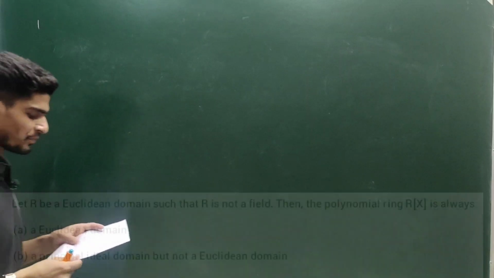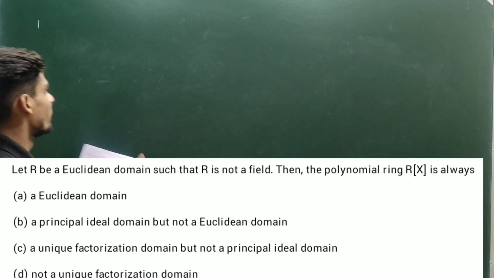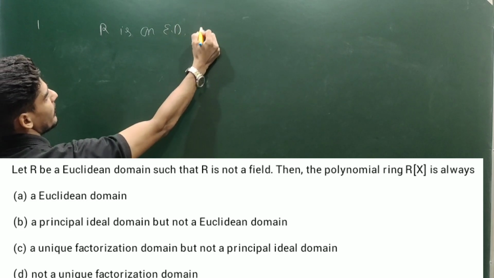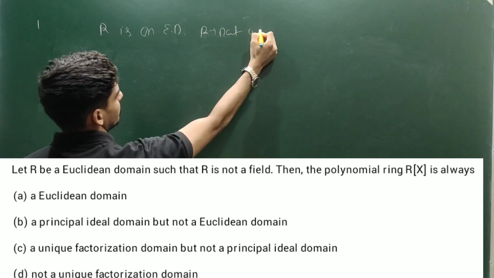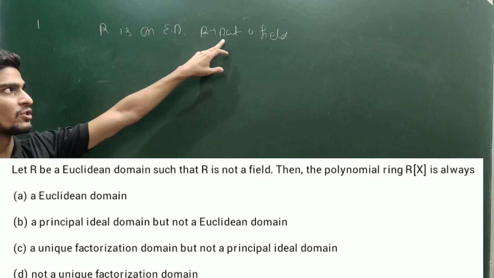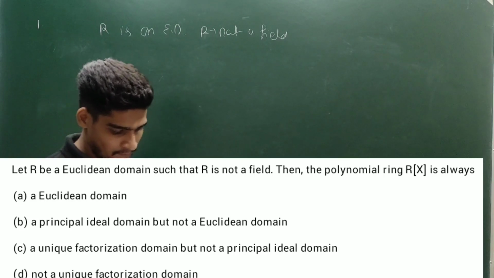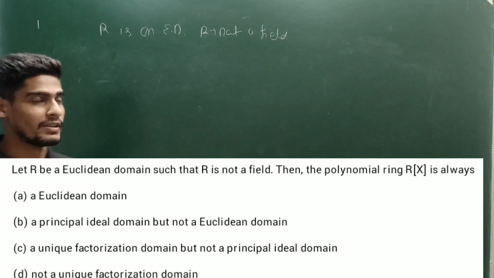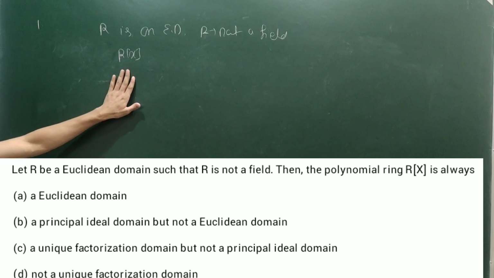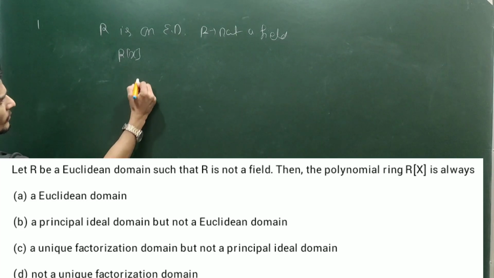Question number 1. Let R be a Euclidean domain such that R is not a field. So we are given that R is a Euclidean domain and R is not a field. That means we can define the Euclidean norm on this structure, but this structure is not a field. That means it contains some non-zero element which is not a unit. Then the polynomial ring R[x] is always... So they are asking about the polynomial ring R[x]. Option A: Euclidean domain.